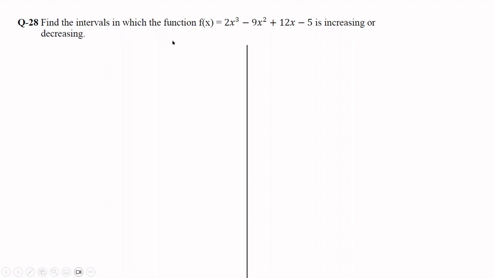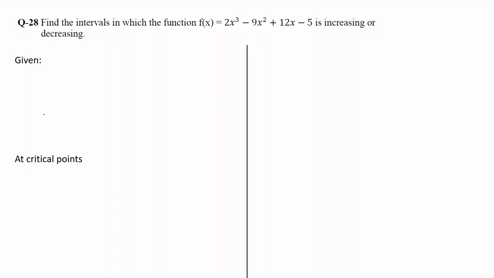Find the intervals in which the function f of x is equal to 2x cubed minus 9x square plus 12x minus 5 is increasing or decreasing. So this is the given function. First we have to find the critical points, and then we have to find the intervals in which the function is increasing or decreasing.